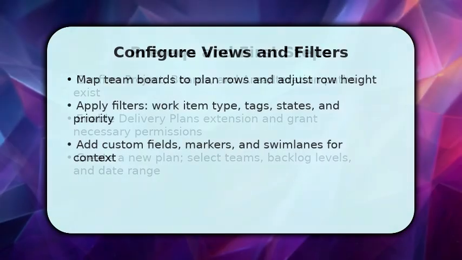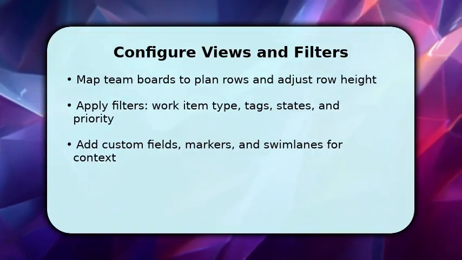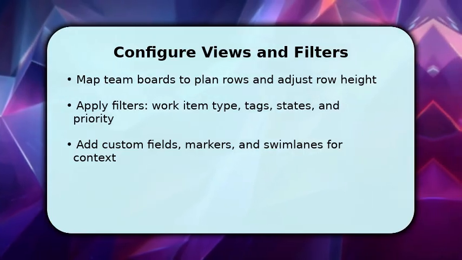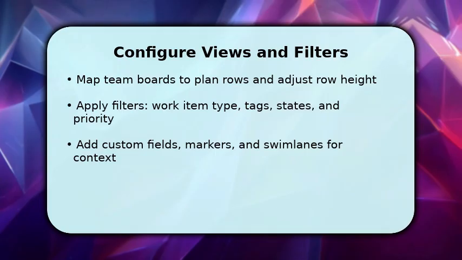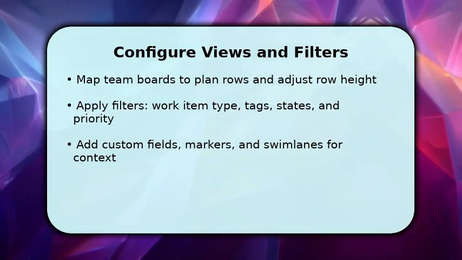Now you refine the plan so it's actionable for your teams. Map each team's board to a plan row and adjust row height for readability. This determines which work items appear. Then apply filters, limit by work item type, tags, states, or priority, to surface only what matters.